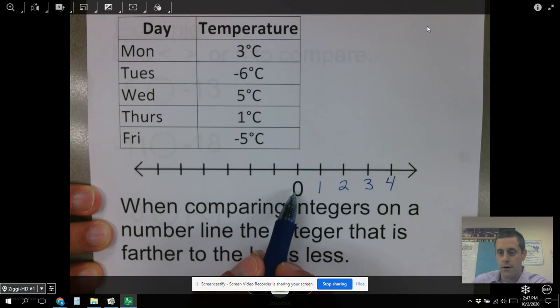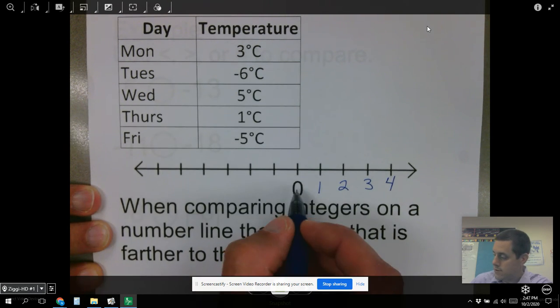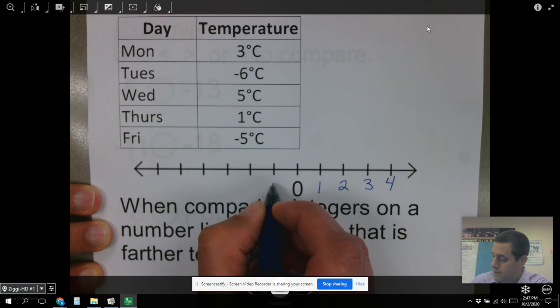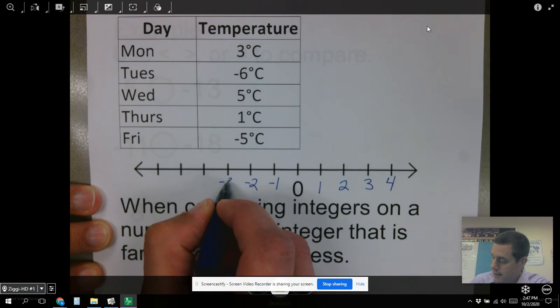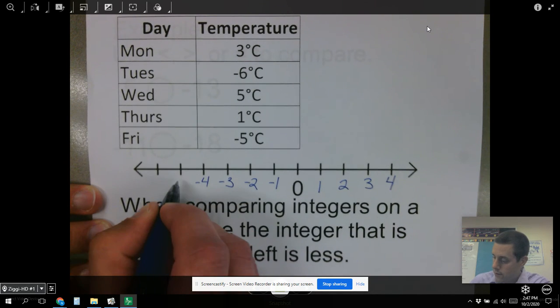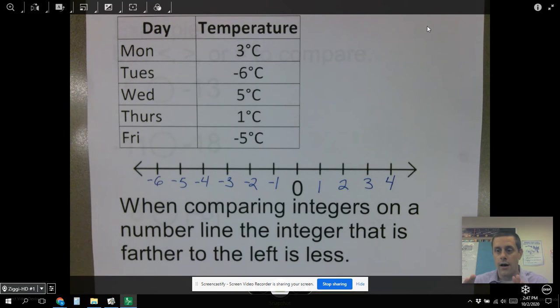Coming back to 0, moving to the left, the negative integers would be to the left of 0. So the very first tick mark to the left of 0 would be negative 1. Next would be negative 2, negative 3, negative 4, negative 5, and negative 6. Please pause the video if you haven't already made your number line. Recreate the same number line we have here, and then start playing the video again, and we'll complete the rest of this problem.